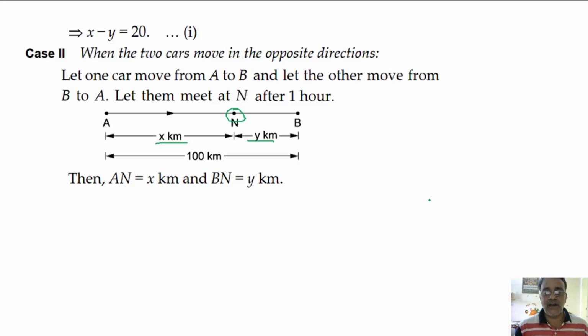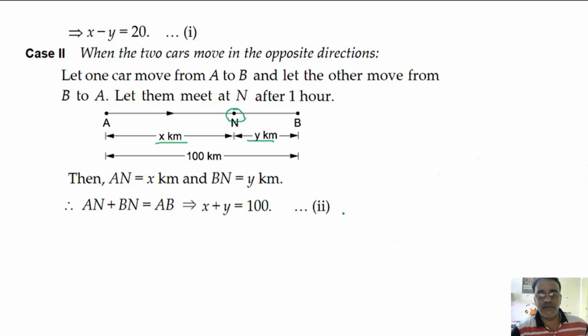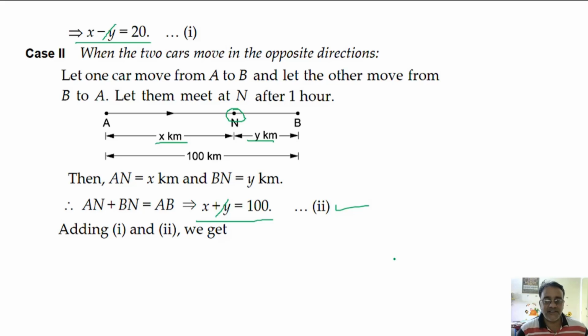What will you get if you add AN and BN? AB. Very good. So AN plus BN is equals to AB, that is x plus y is equals to 100. Let it be equation number 2. Now see the first equation and second equation. Both variables have the same coefficients, but y has the opposite sign. So we'll go for addition. If you add these two, y will be cancelled and you will get 2x is equals to 120. Adding 1 and 2 we get 2x is equals to 120.